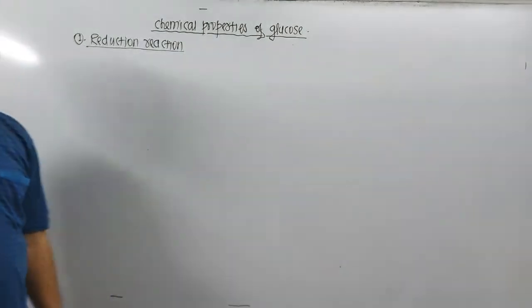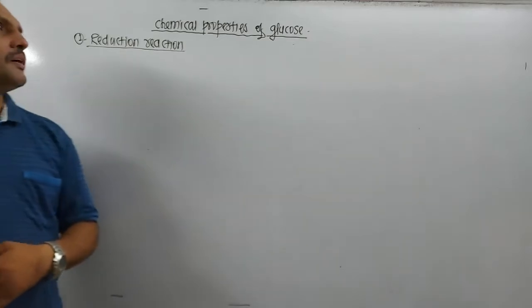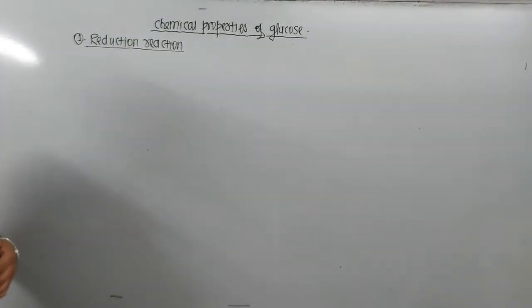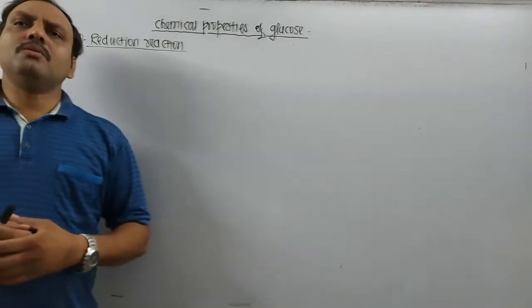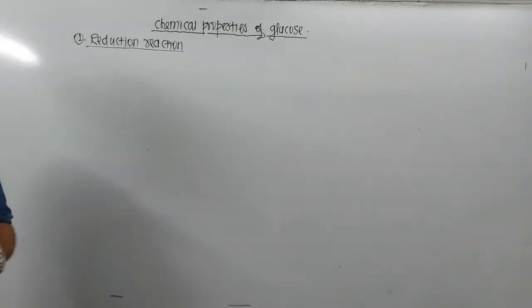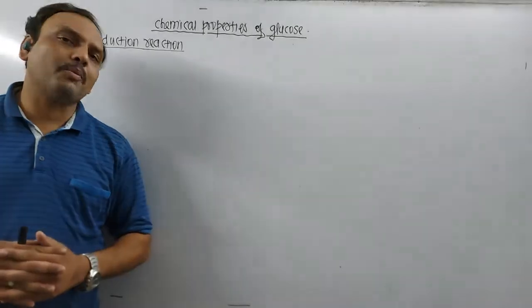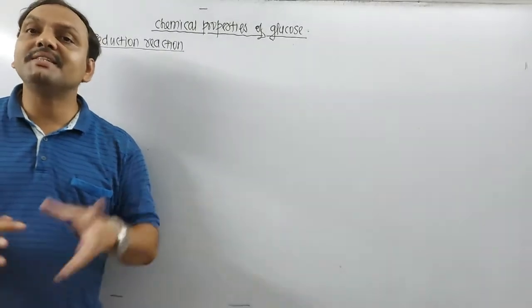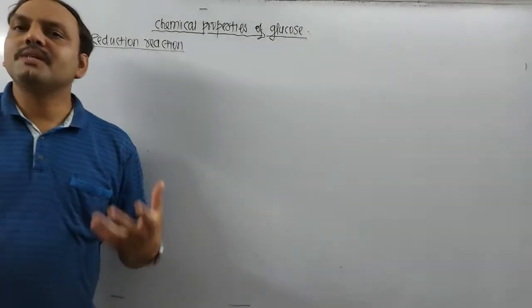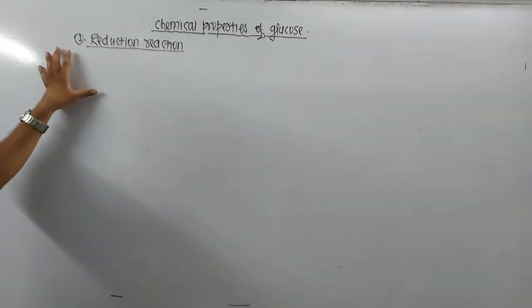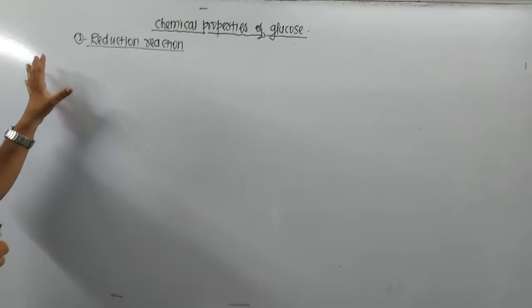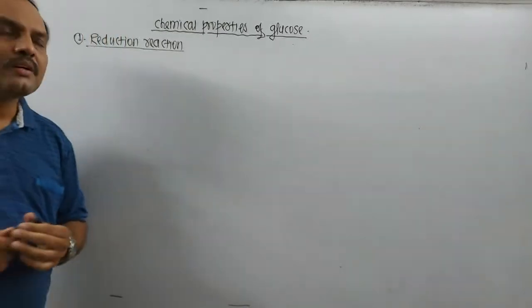Hello students. So today's point of discussion is chemical properties of glucose. Now, as far as properties of glucose are concerned, it is expected from glucose to show all the properties shown by aldehydes as it is aldohexose, we know very well. Now let's see some of the properties of it. So very first property to be discussed right here is reduction reaction.